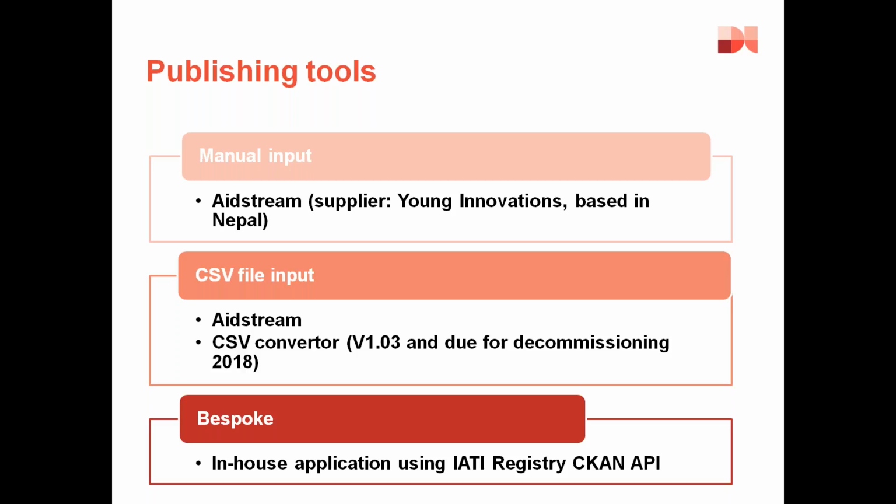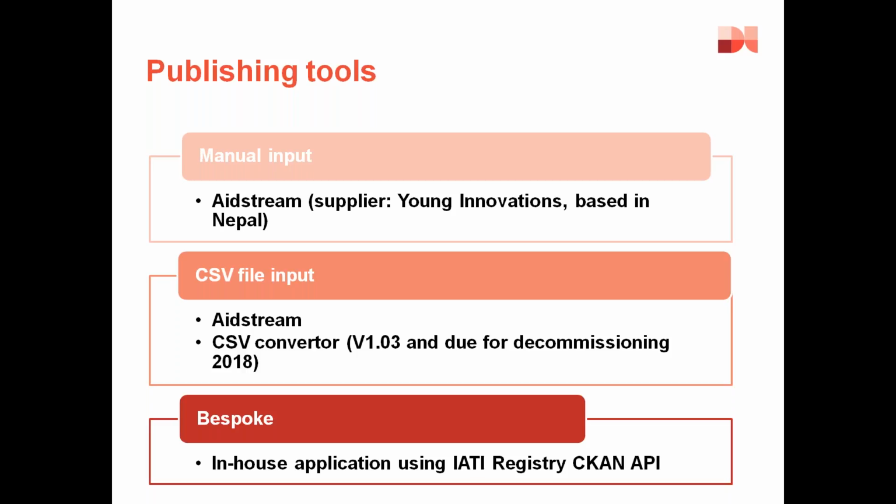The next step up from that is the possibility of doing a CSV file input. It might be that you can pull out the data from your various IT systems, and whilst you may not have the resources initially to get your IT department to write you a shiny new application that does all the publishing for you, you maybe can get that information into a CSV file. And then there are a couple of tools available where you can upload that CSV file and map the columns in your CSV file to the fields in the IATI Standard.